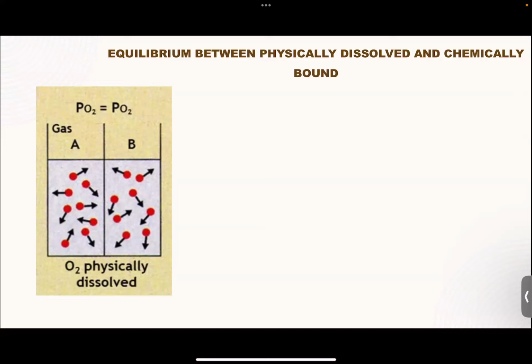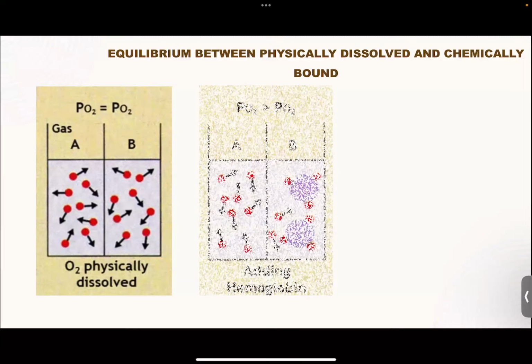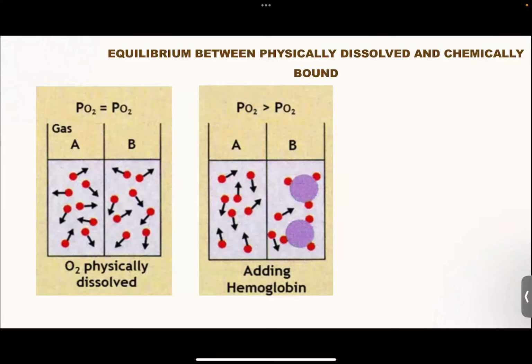Now, in chamber B, we're going to introduce something that can bind to oxygen, and in our case, we're going to take hemoglobin. So hemoglobin, when we put it in chamber B, these red molecules, these oxygen molecules, they're going to go and bind to this hemoglobin, okay? Now, like we said, pressure is only exerted by the free molecules. So when these oxygen molecules bind to the hemoglobin in chamber B, you're going to be left with only two molecules. What is it going to do? It's going to decrease the pressure in chamber B, right?